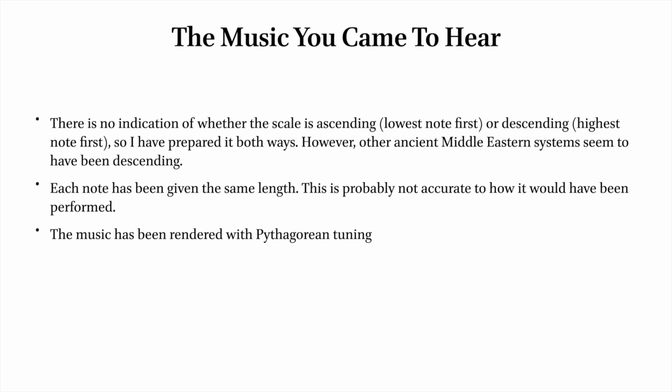Now, who are we all kidding? You want to hear the music. I will give you the music. As I mentioned, there is no indication of whether the scale is ascending, the lowest note first, or descending, the highest note first, so I prepared it both ways, twice as much music. However, other ancient Middle Eastern systems seem to have been descending, so that may be the correct interpretation. I have given each note the same length. This is probably not accurate to how it would have been performed in practice. And the music has been rendered with a Pythagorean tuning, which does not make a big difference, but just that little extra touch of authenticity.